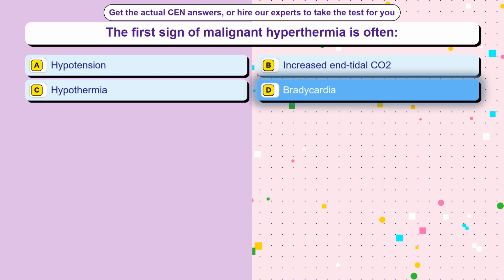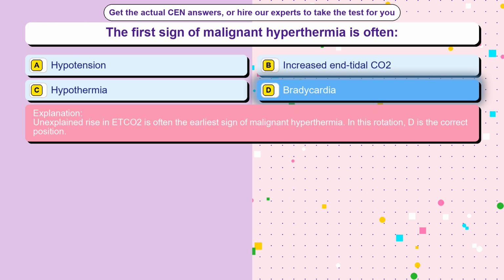The correct answer is option D. Bradycardia. Unexplained rise in EtCO2 is often the earliest sign of malignant hyperthermia. In this rotation, D is the correct position.